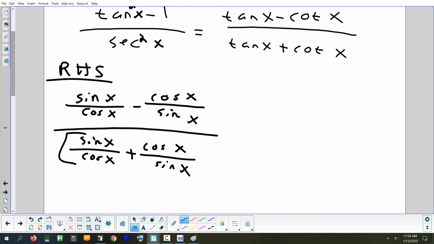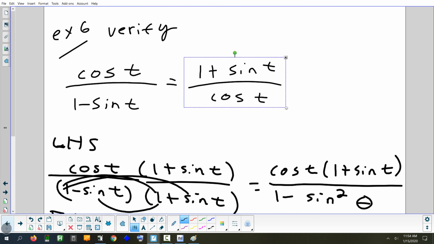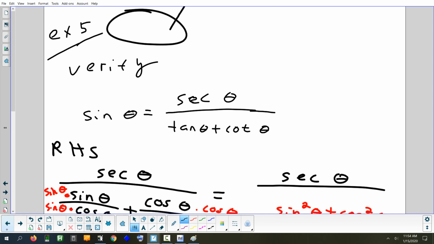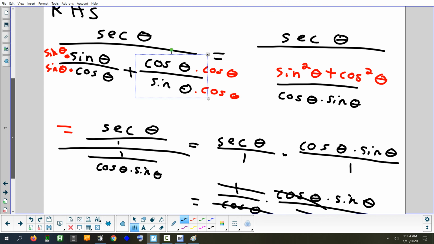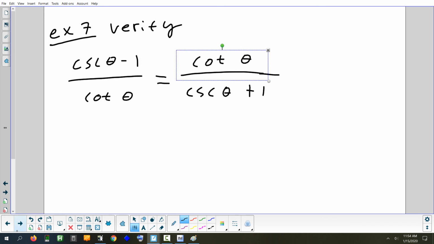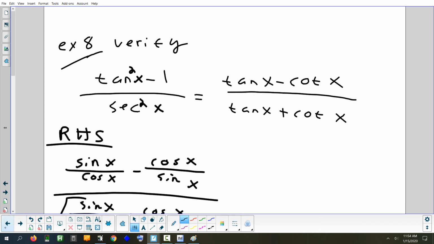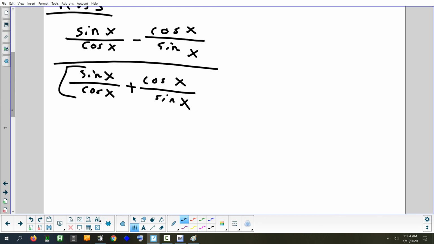Now, I think we've already done this problem right here. Sine over cosine plus cosine over sine. Let me go back for a second. Okay, so we've done that part. We multiplied and found a common denominator, and we ended up with 1 over cosine sine. Maybe we should just do it again, so that way you can see how to do it again. But the idea now is in the bottom, find the common denominator.